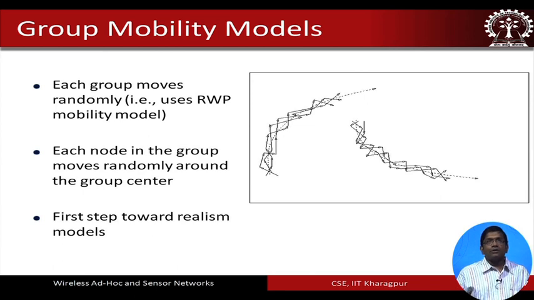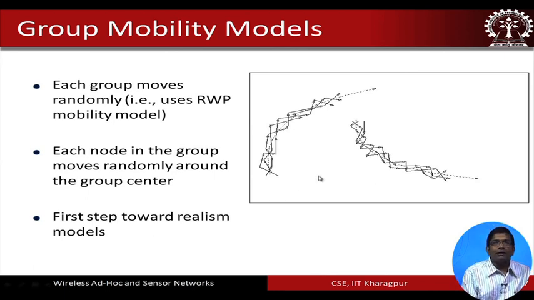So, basically what is also required, apart from the single node mobility models, is to have mobility models for the groups as well. Here each group moves randomly, that is, using the RWP mobility model. Each node in the group moves randomly around the group center.